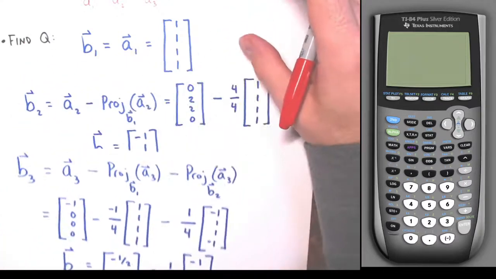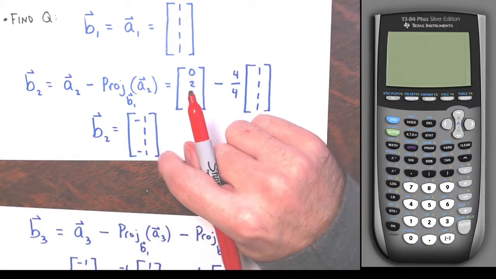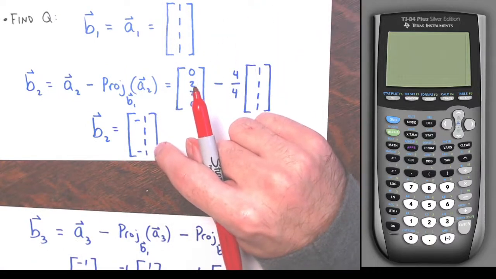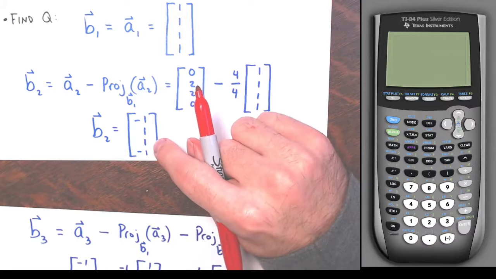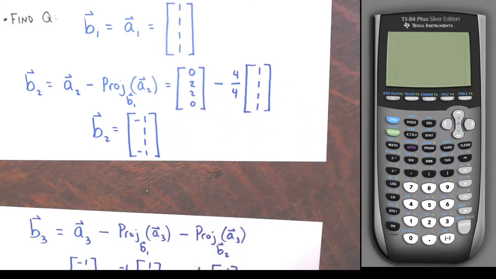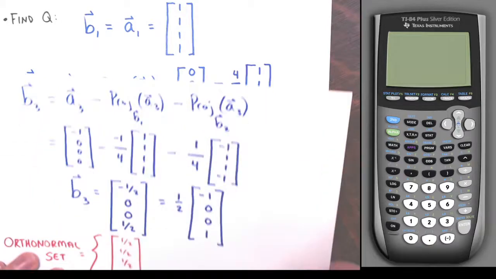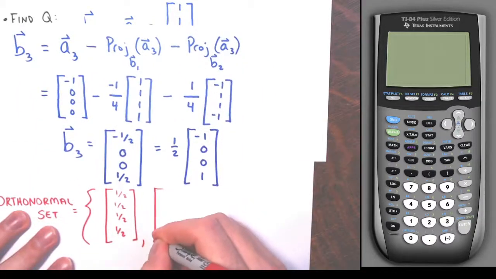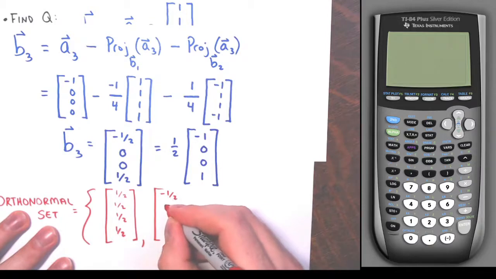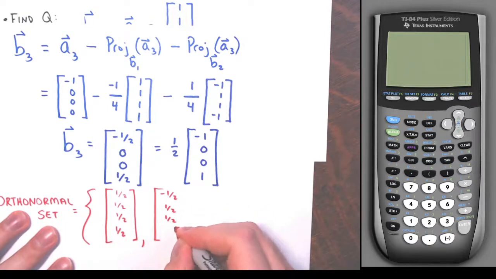B2 also has a norm of 2, the square root of 4. So I divide each of those by 2 and get negative half, 1/2, 1/2, negative half.